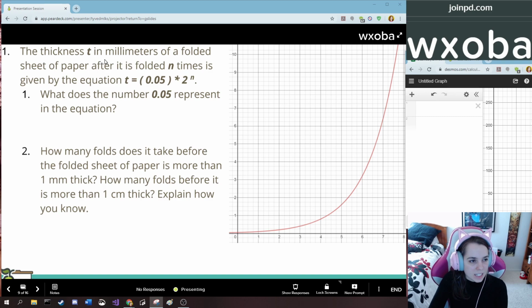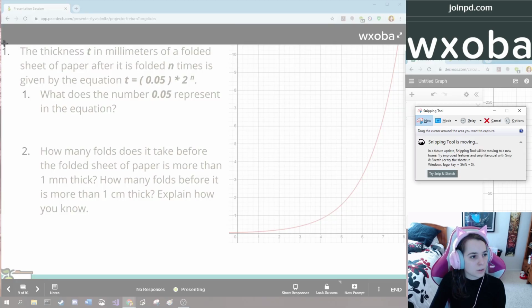So thickness T in milliliters of a folded sheet of paper after it is folded n times is given by the equation T equals 0.05 times 2 to the power of n. What does the number 0.05 represent in this equation? And how many folds would it take before the folded sheet of paper is more than 1 millimeter thick? How many folds would it take before it is more than 1 centimeter thick? Explain how you know.